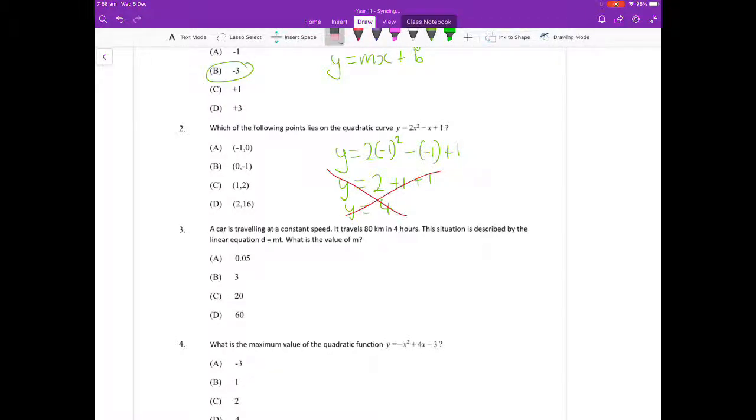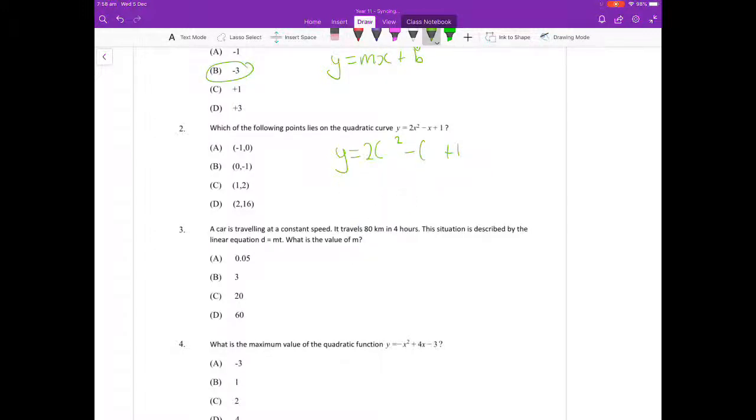Let's try a different one. Let's chuck some zeros in those two places. 0 squared is 0, 2 times 0 is 0, minus 0 is 0, plus 1 is 1. And again, not our right answer, so let's get rid of him and try our next one in there.